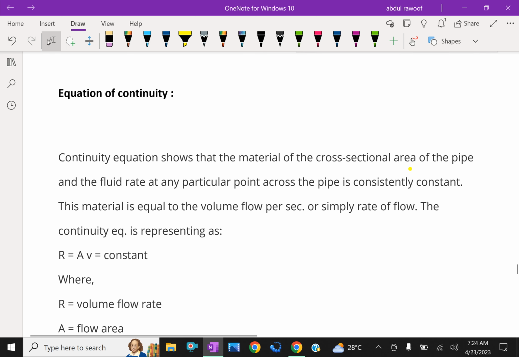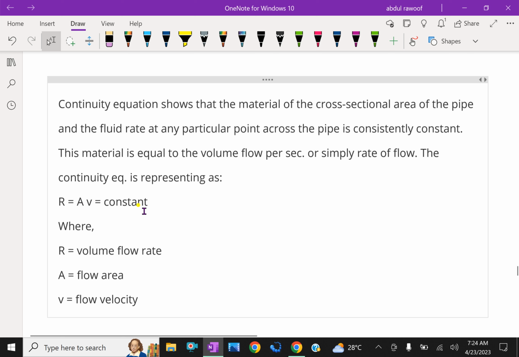Next, we'll discuss the equation of continuity. The continuity equation shows that the product of the cross-sectional area of the pipe and the fluid speed at any particular point along the pipe is constant. This product is equal to the volume of flow per second, or simply the rate of flow. The continuity equation is represented as R equals AV equals constant, where A is the cross-sectional area, V is the velocity of the fluid, R is the volume flow rate, A is the flow area, and V is the flow velocity.